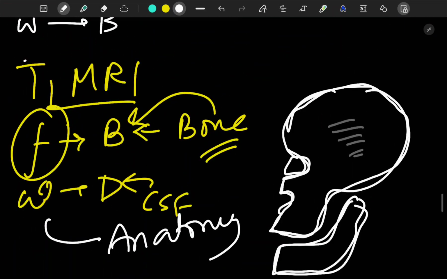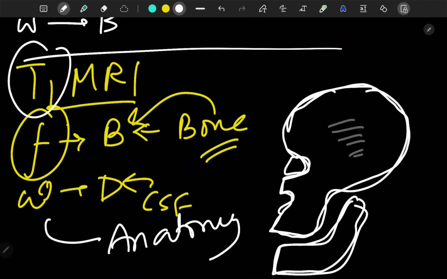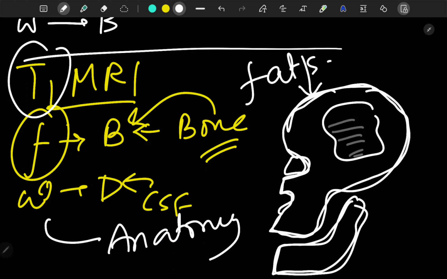Similarly, in case of T1 MRI, if I wanna note something inside this, I have to attenuate the fat. There are various processes of fat attenuation, like fat sat and all that.